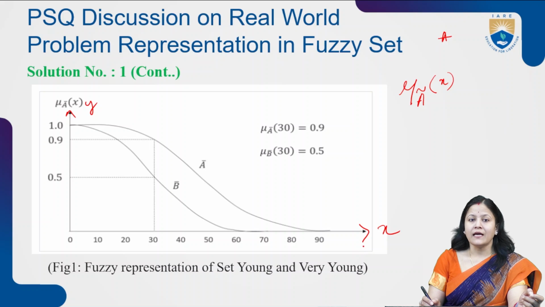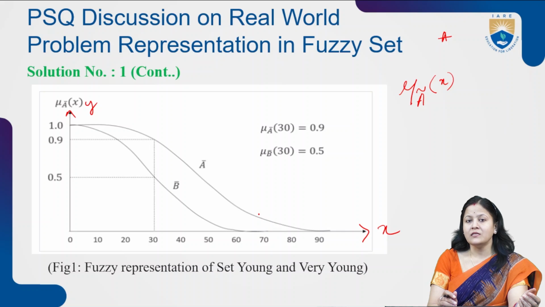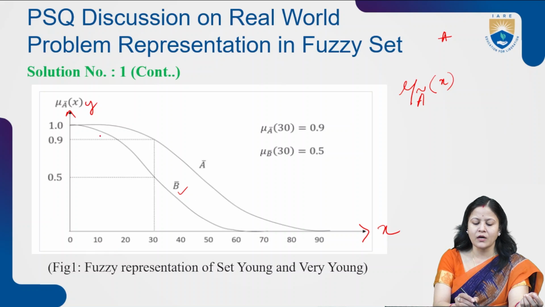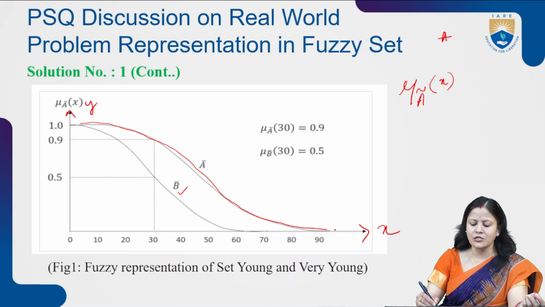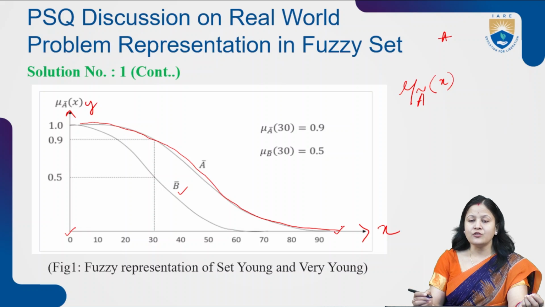Now, on the x-axis you can see there are two lines. This is A bar and another one is B bar. A bar represents the fuzzy set for young people, and B bar represents the fuzzy set for very young people, which ranges between 0 to 60. Now, if you consider this A bar, which ranges from 0 to 90, that means it starts with age 0 and ends with age 90.